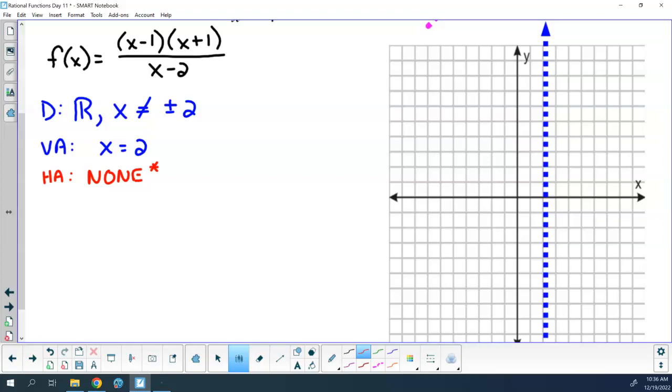Okay? Y-intercept comes next. 0, comma. 0 minus 1 is negative 1. 0 plus 1 is positive 1. Negative 1 times positive 1 is negative 1. 0 minus 2 is negative 2. Negative 1 divided by negative 2 is 1/2.